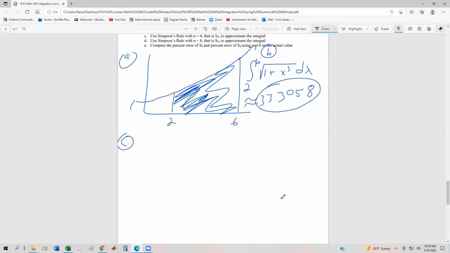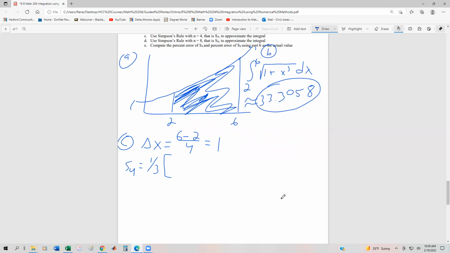Okay, so this is part C. And so delta x is going to be equal to 6 minus 2 divided by 4, which is n, which is 1. All right, so that makes things really easy for us. To figure out Simpson's rule, I'm going to call this S4. That's going to be equal to delta x over 3. Remember, we're not dividing by 2, we're dividing by 3.